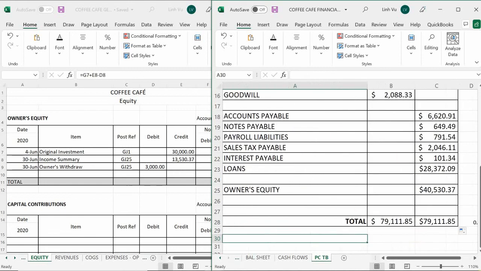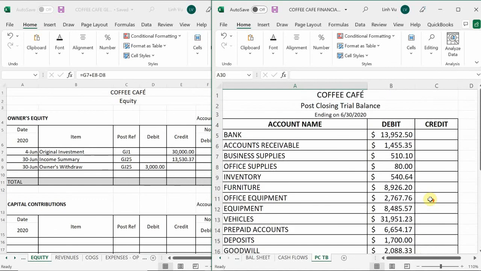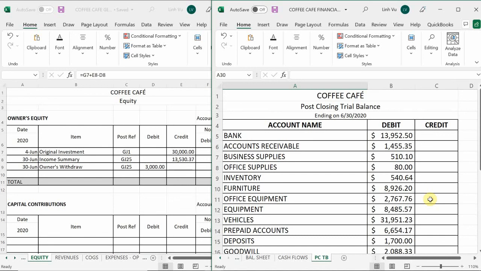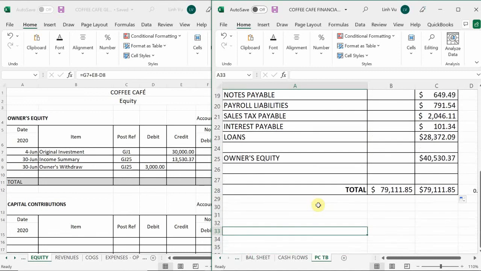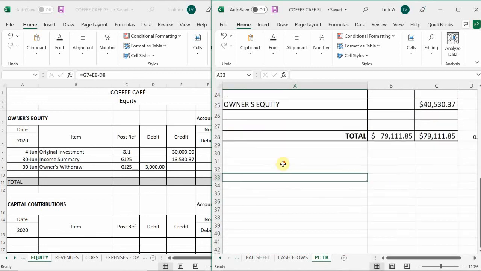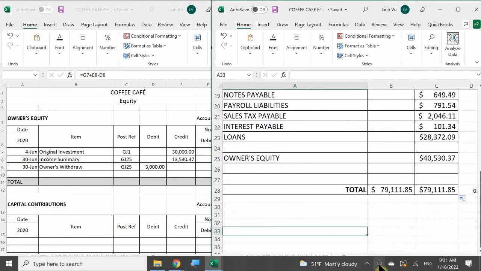Because now, like I've mentioned before, right, since my equity is the 40,530.37, right? I closed out all my revenues and my expenses, so I don't have any debits or credits there. So all I have left is just my assets and my liabilities, and this should look like this. It's going to be the same as your balance sheet. All right? And that concludes the entire coffee cafe. Any questions at all?